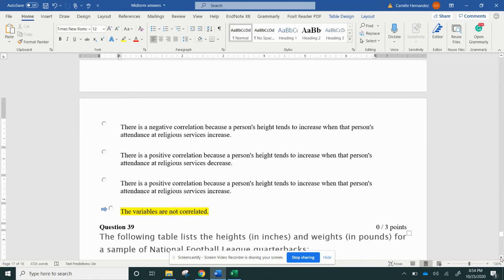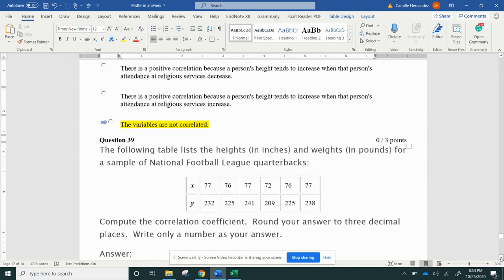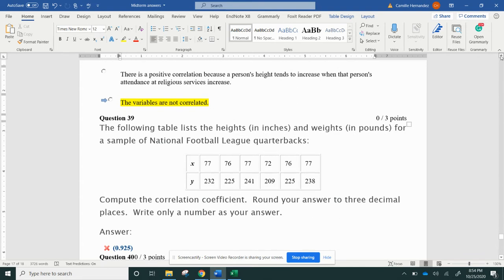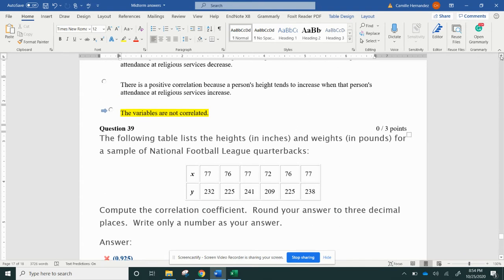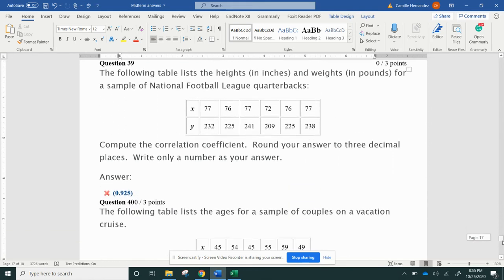Okay, so let's look at this. The following table lists the height in inches and weight in pounds of a sample of football quarterbacks. Compute the correlation coefficient. And I'm going to show you here. I know the answer is shown, but I want to show you how to get it easier.